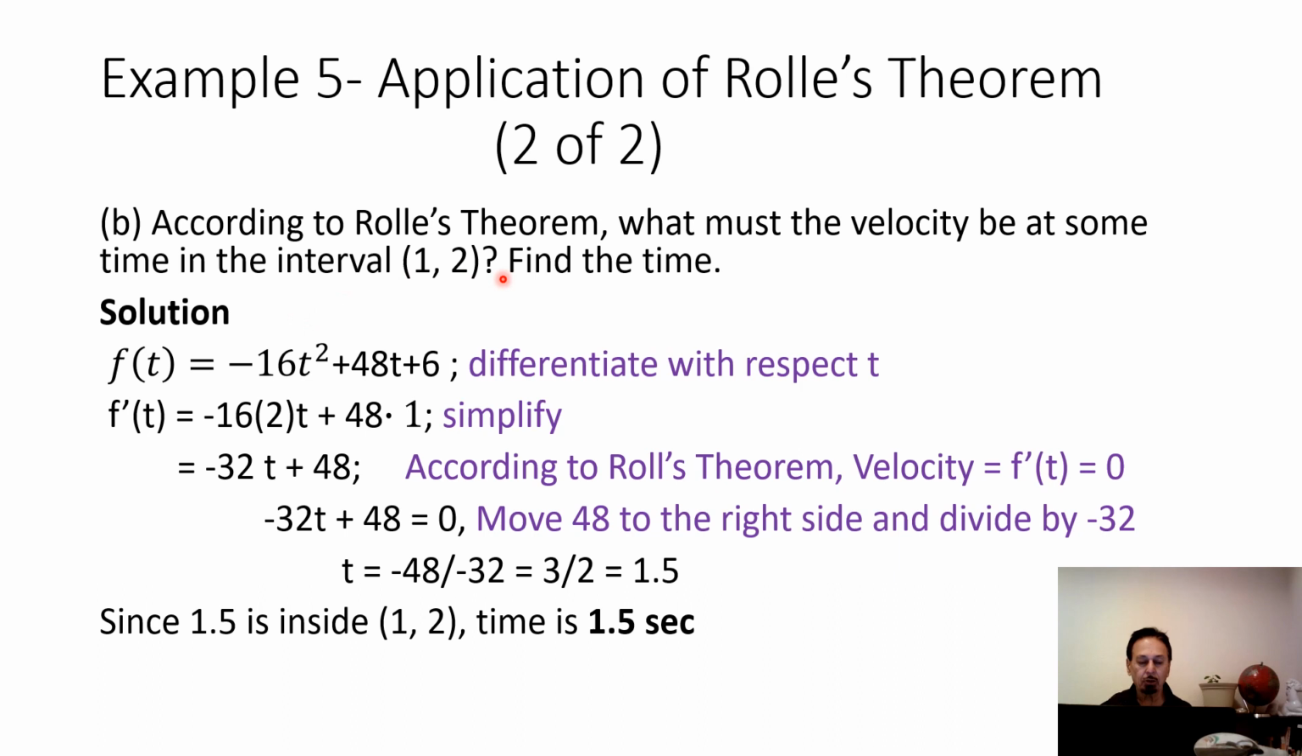So the next question: according to Rolle's theorem, what must the velocity be at some time in the interval 1 to 2? Find the time. Let's see, you start with f of t and differentiate. So f of t becomes f prime of t. This becomes negative 16 times 2t plus 48 times 1, and the 6 becomes 0. Now we simplify: negative 32t plus 48. Set this equal to 0. Move the 48 to the right, divide by negative 32, and simplify, which gives you 3 over 2, which is 1.5. So 1.5 is in the interval, so the answer is 1.5 seconds.